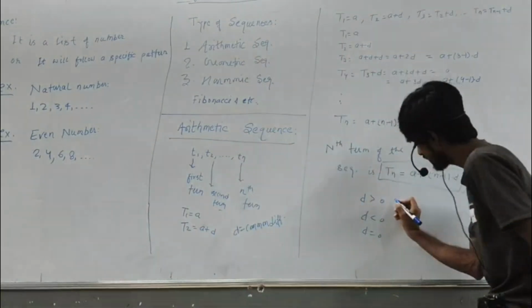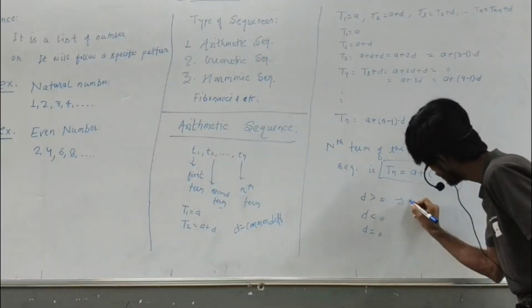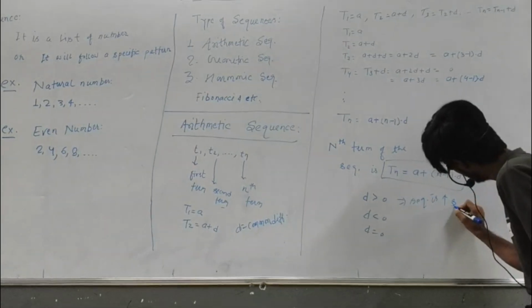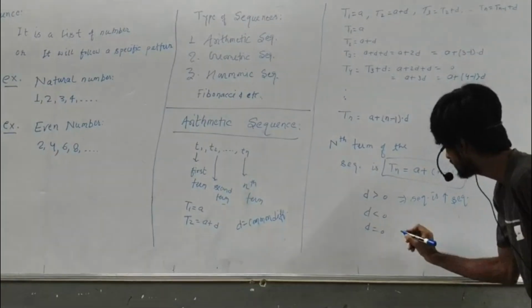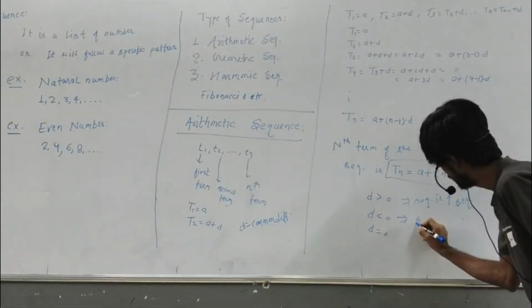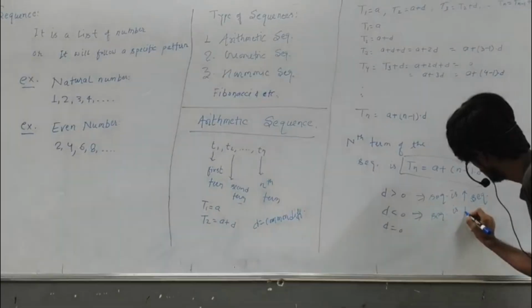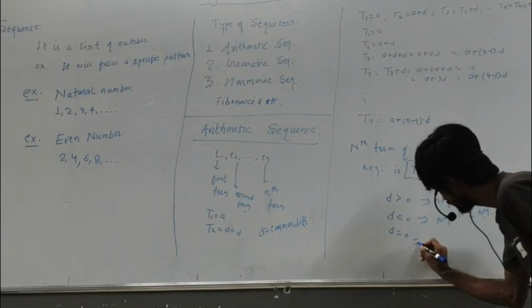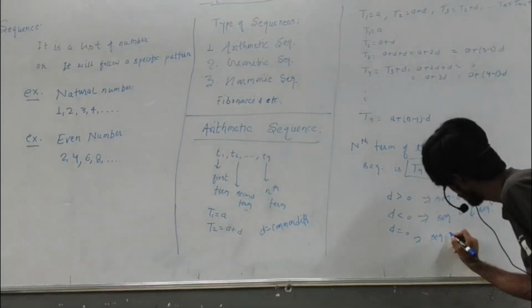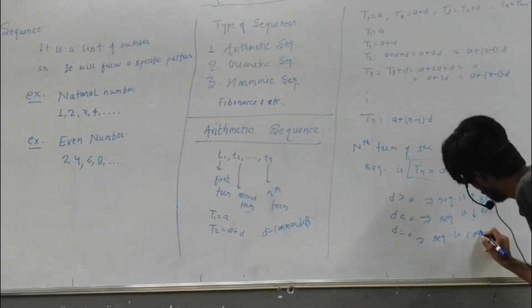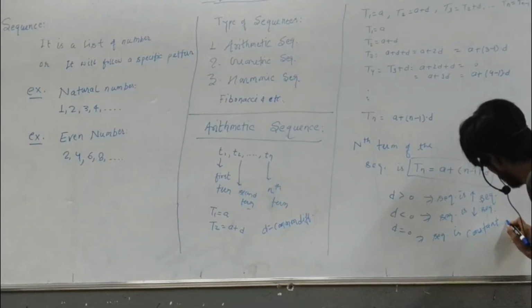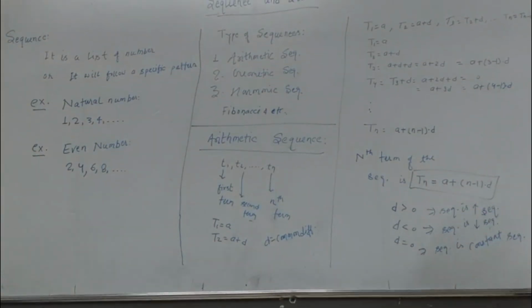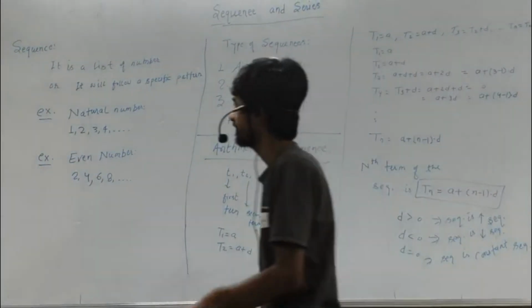If D is greater than 0, then our sequence is an increasing sequence. If D is less than 0, the sequence is a decreasing sequence. If D is equal to 0, then our sequence is a constant sequence. Now, we will solve an example on this topic.